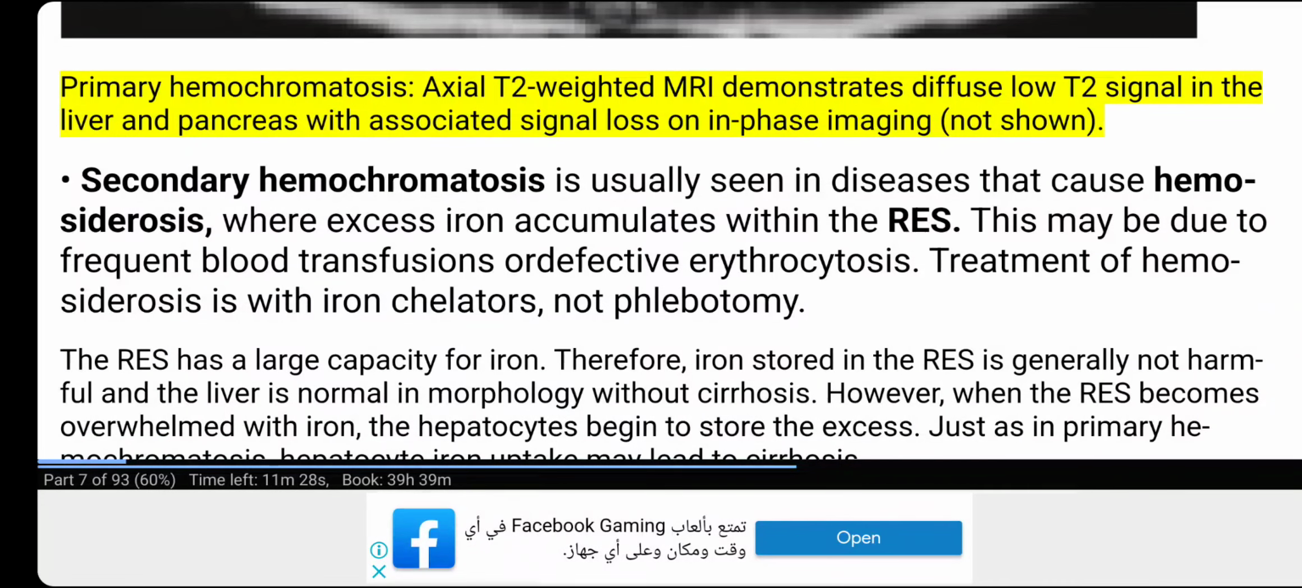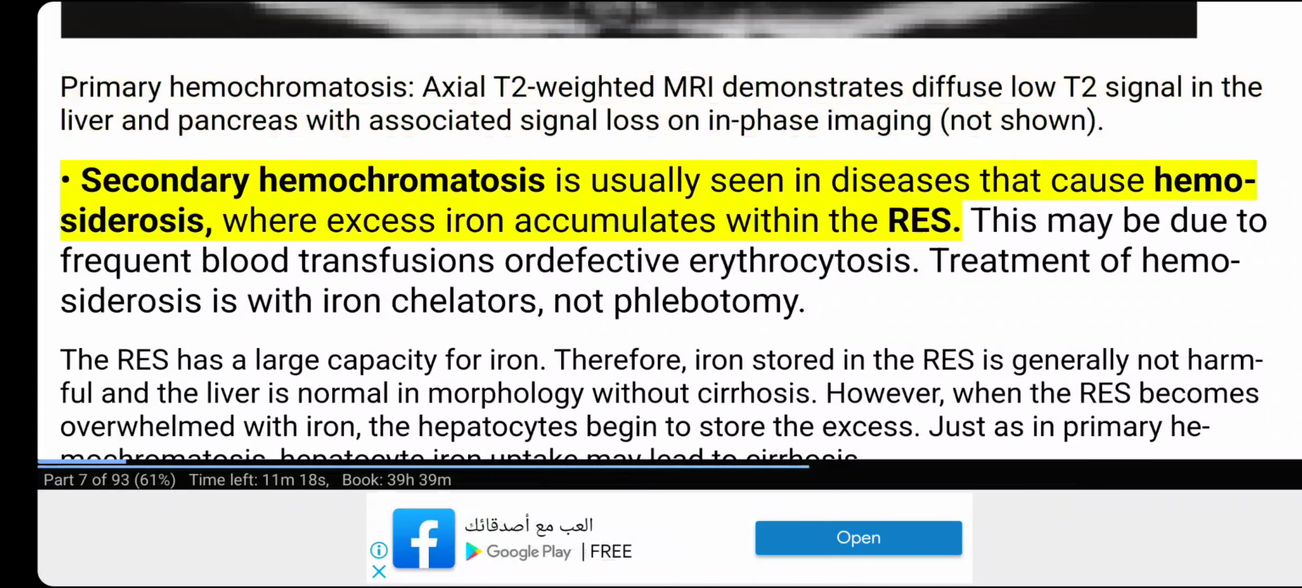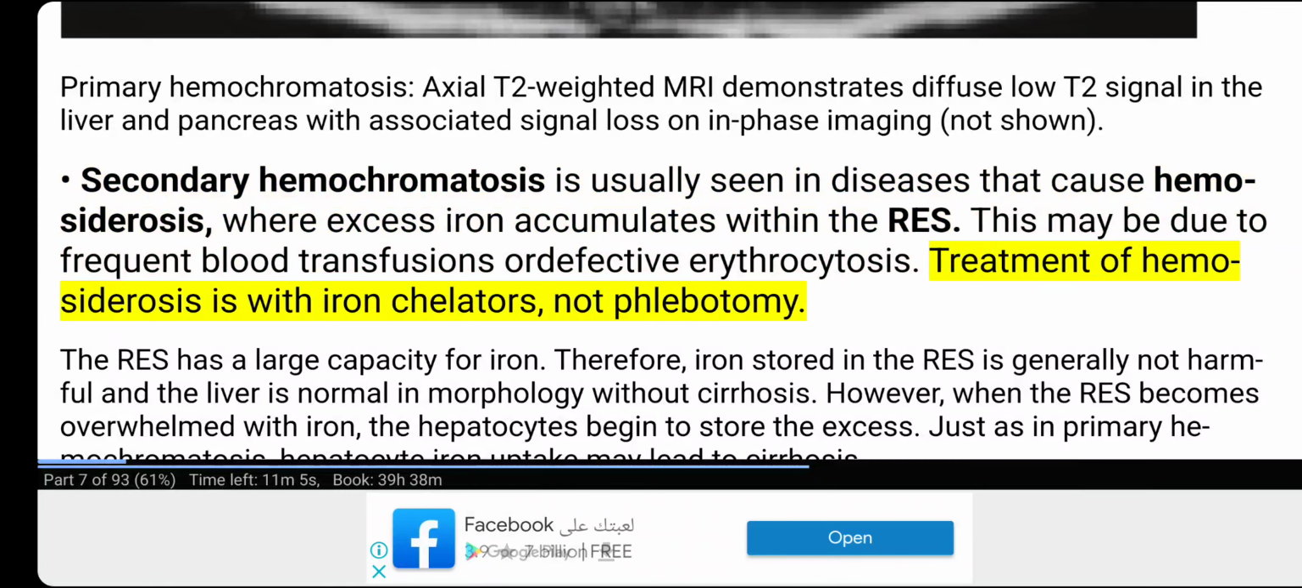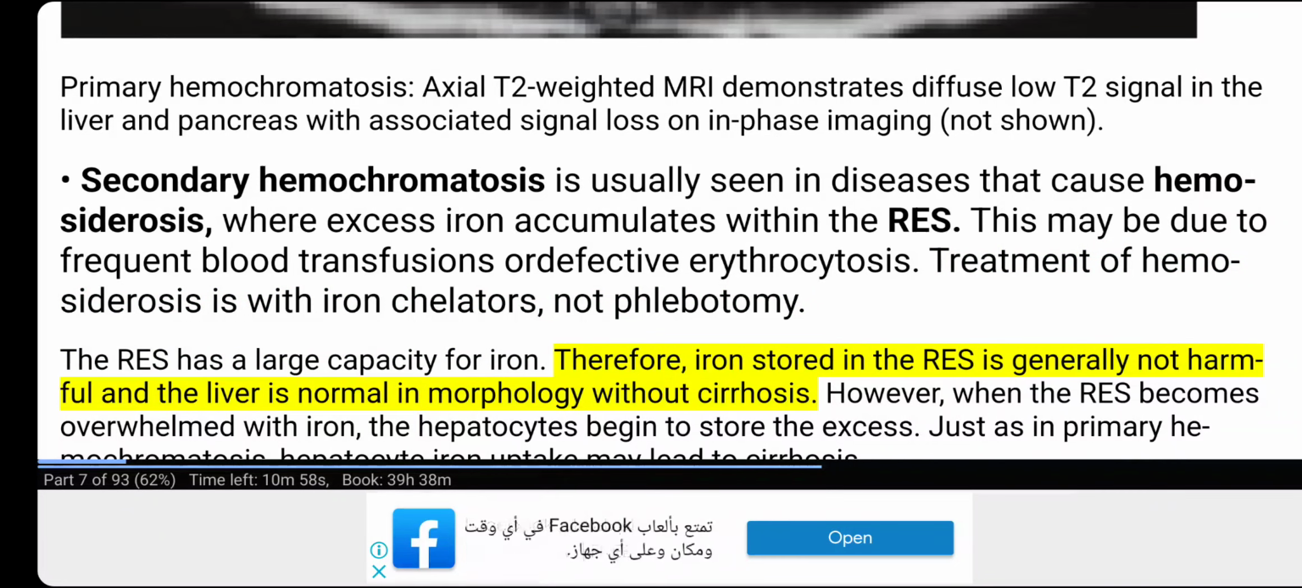Primary hemochromatosis. Axial T2 weighted MRI demonstrates diffuse low T2 signal in the liver and pancreas with associated signal loss on in-phase imaging, not shown. Secondary hemochromatosis is usually seen in diseases that cause hemosiderosis, where excess iron accumulates within the RES. This may be due to frequent blood transfusions or defective erythropoiesis. Treatment of hemosiderosis is with iron chelators, not phlebotomy. The RES has a large capacity for iron. Therefore, iron stored in the RES is generally not harmful and the liver is normal in morphology without cirrhosis.